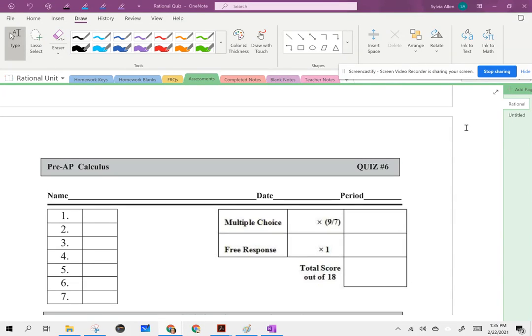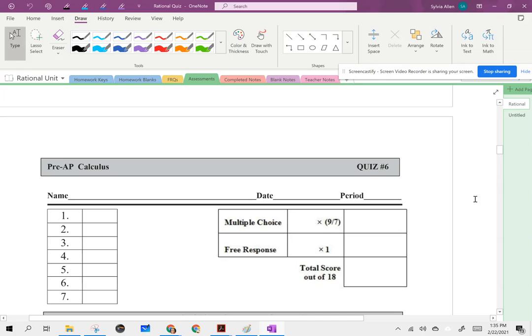Okay, so this is going to be the quiz correction format for the rational unit quiz. And so I want you to be able to identify what you put as your answers for 1 through 7 on the multiple choice, and then we'll go over that.